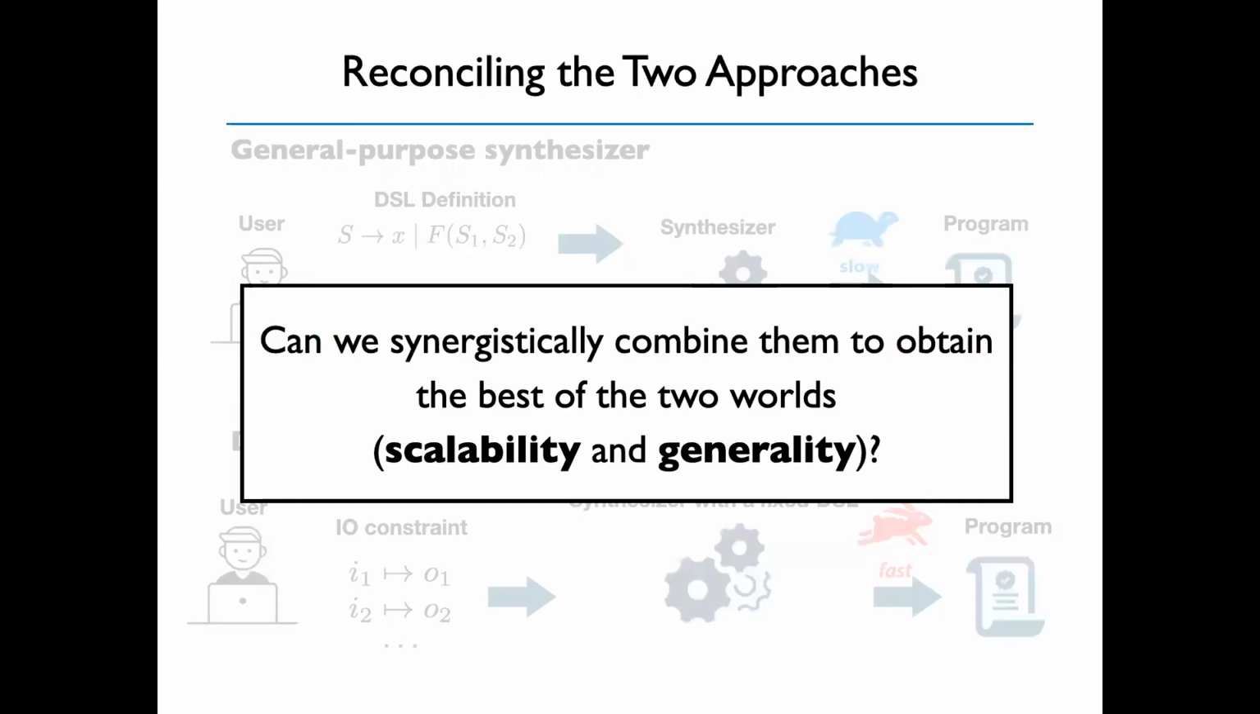Our main question is this: can we synergistically combine the two approaches to obtain the best of the two worlds? In other words, can we obtain a general-purpose synthesizer to which the user can provide an arbitrary DSL while achieving performance comparable to domain-specific ones?